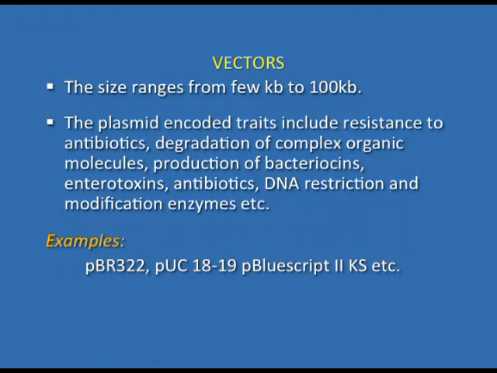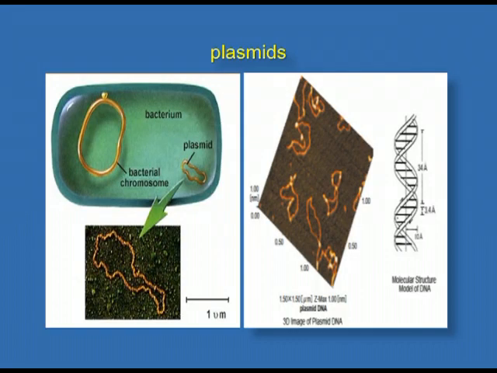The size of the plasmid is a few kb to 100 kb in length, and the plasmid encoded traits include resistance to antibiotics and degradation of complex organic molecules. It has the capability of production of bacteriocins, enterocins, antibiotics, DNA restriction and modification enzymes, etc. Examples of plasmids are pBR322, pUC18/19, pBluescript, etc. You can see the images of the plasmids here. You can see the circular plasmid which is present in the cytoplasm of the bacteria.